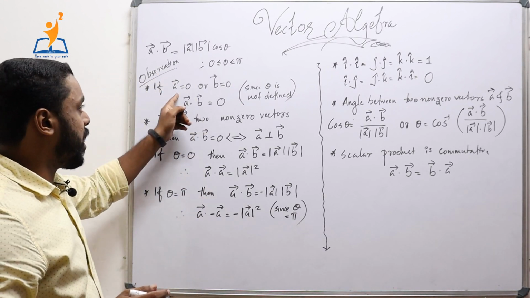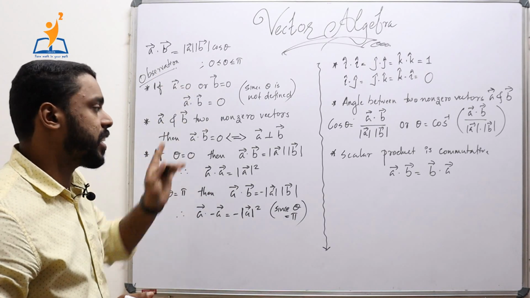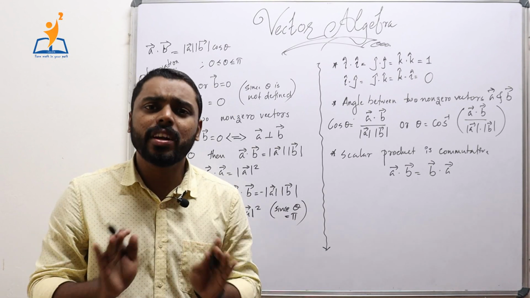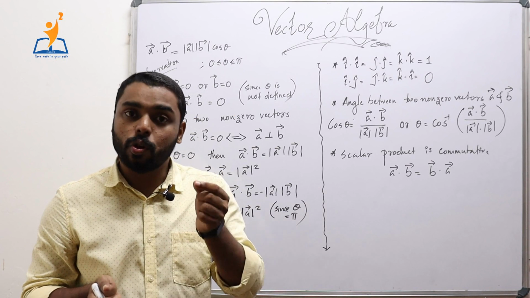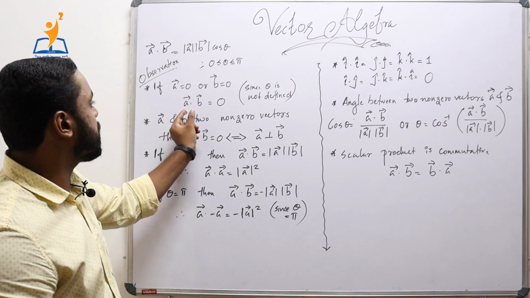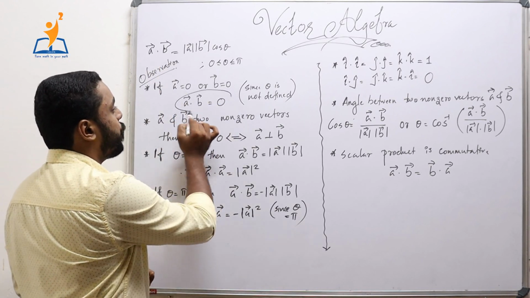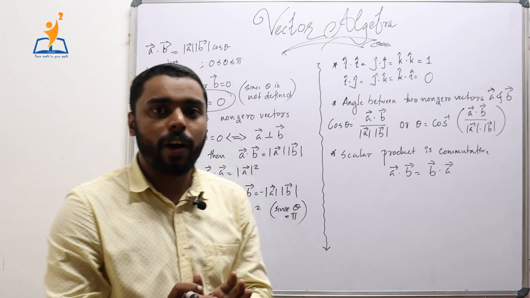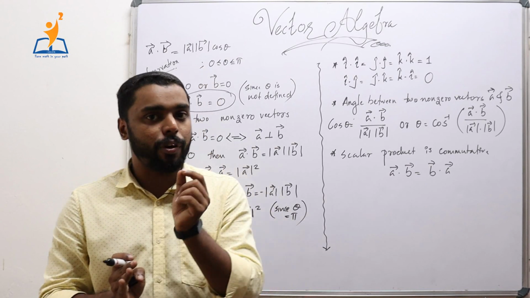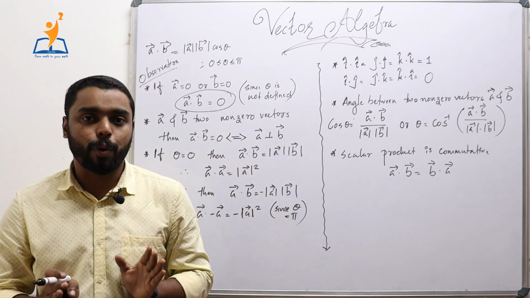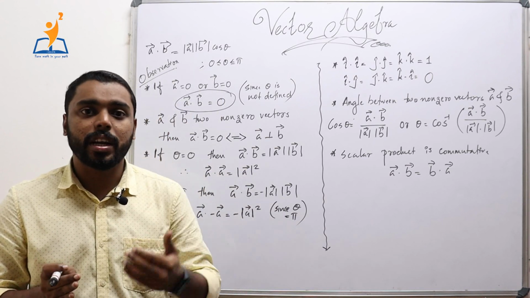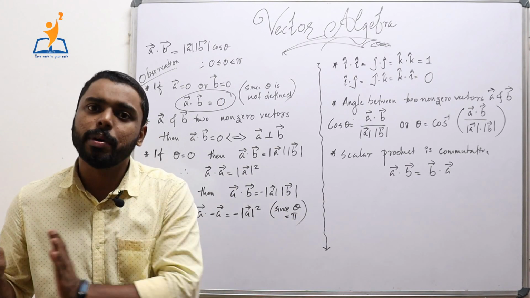First observation: vector a equal to 0 or vector b equal to 0. We know that if vector a or vector b is 0, we can never define the angle between these two vectors because one vector is 0. So in that case we define a dot b as equal to 0. If either of the vectors is equal to 0, we define the dot product as 0. Always remember that whenever one vector is 0, the dot product is 0. This is similar to the case of multiplication of numbers: 0 into any number is 0.